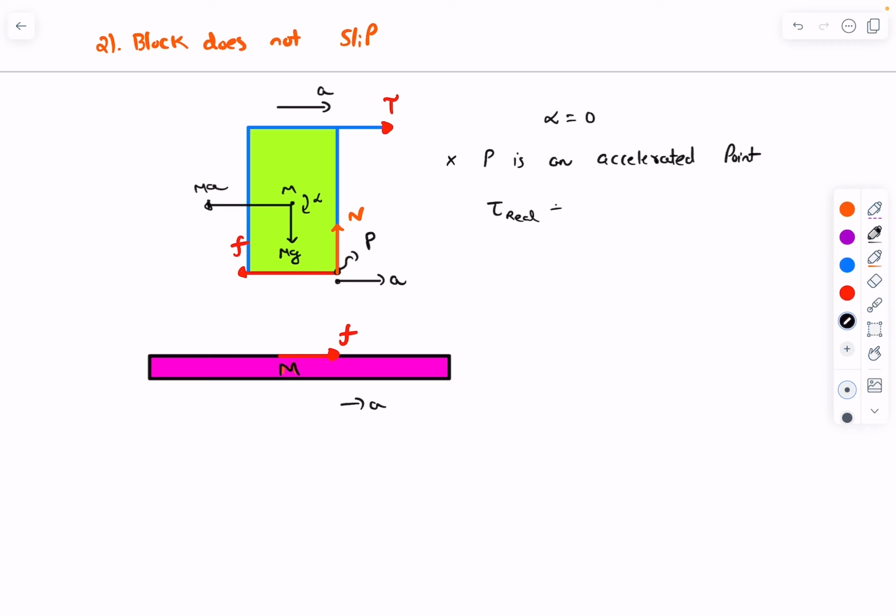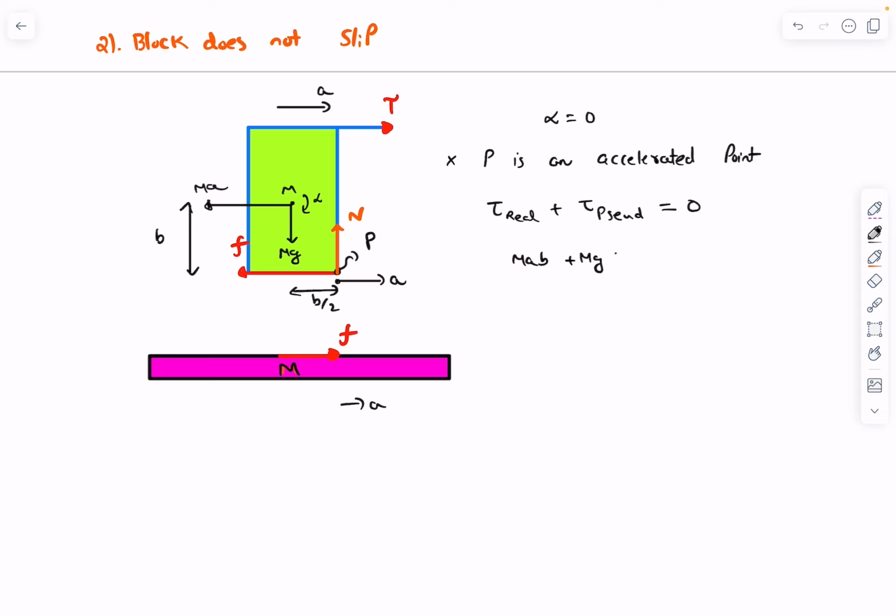So the torque due to all the real forces plus the torque due to the pseudo forces should add up to 0. Why? Because the block is in rotational equilibrium. So now we'll just do clockwise torques equals anticlockwise torques. The line of action of ma is at a distance of b from the point P. So we'll say ma, distance of b from the point P. So mab is the torque due to ma, and due to mg, this distance is going to be b by 2.